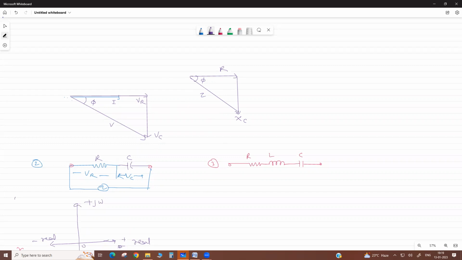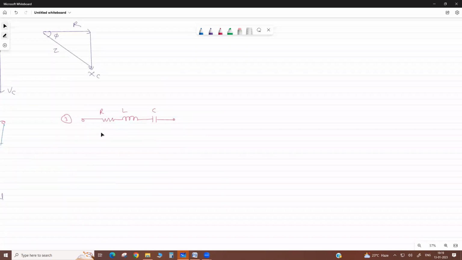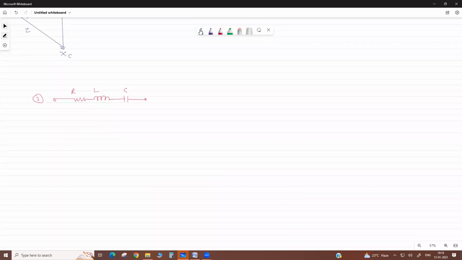And now when all three components are there, it is more interesting. Generally it depends whether the circuit is inductive or capacitive overall. R, VL, VC. Now suppose the current depends. Now it depends on the frequency.